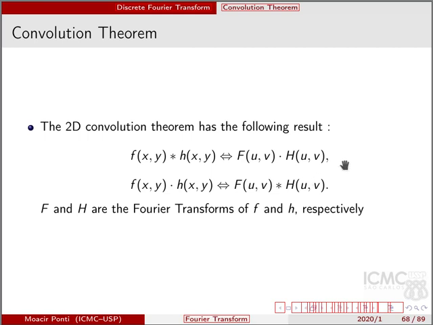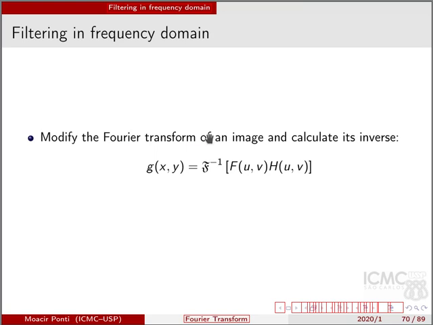procedure, because it just requires one product per point in the image. And then we take the inverse of the Fourier transform and have as a result the image, a new image processed. So this is the basic idea.